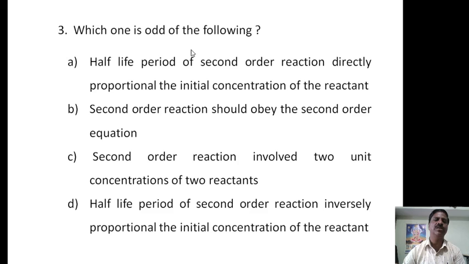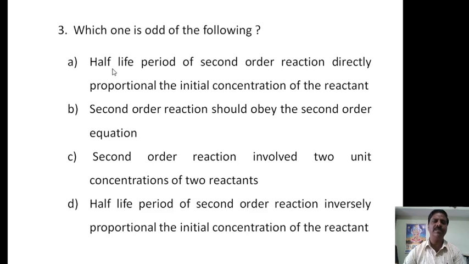Next, the third question: which one is the odd one of the following? One will be different, and 4 options are given here. Out of 4 options, 3 are correct and only 1 option is wrong. You have to find out which one is the wrong one. Which one is the odd one of the following?